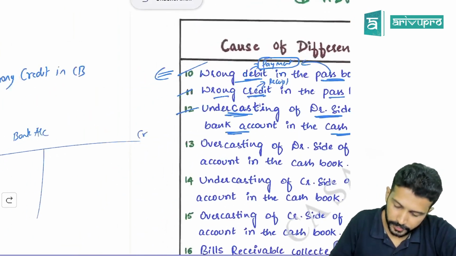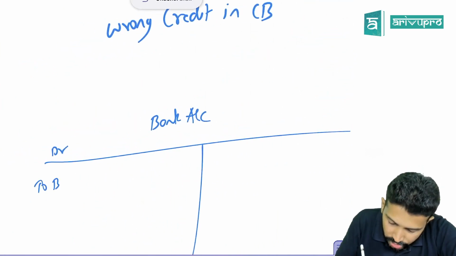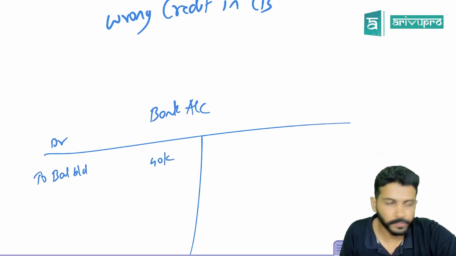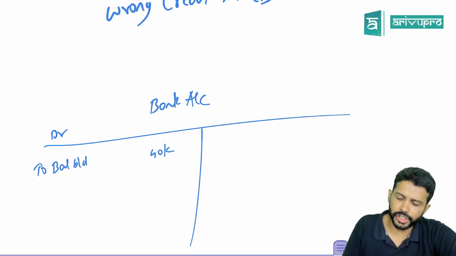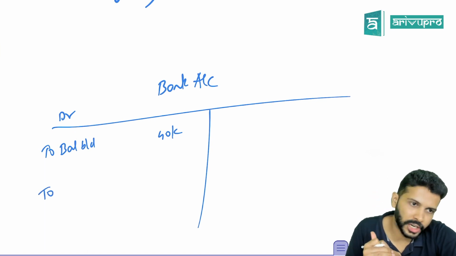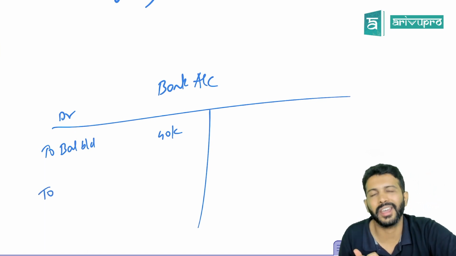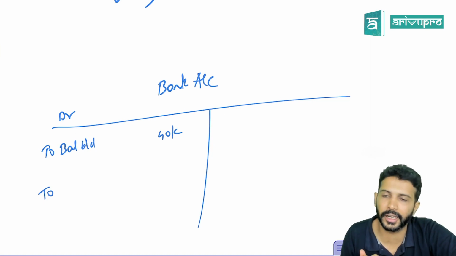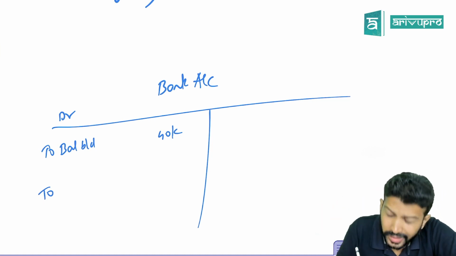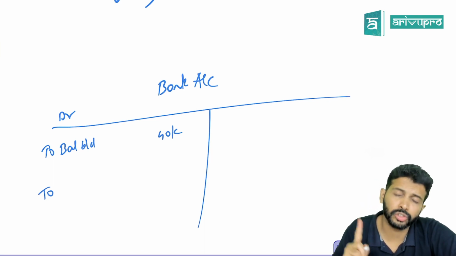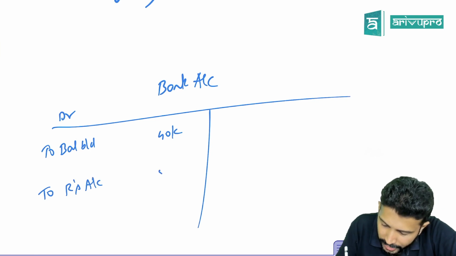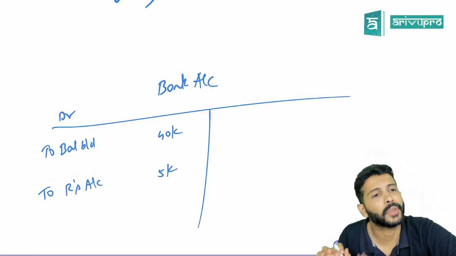They're saying which side? Debit side. All right. Let's say opening balance of that bank account is, let's say, 40,000 rupees. Assumption. You have received a check from Mr. R for, let's say, 5,000 rupees. What is the journal entry? The journal entry is bank account debit to R's account. So when you post this entry, you'll write it as here to R's account, 5,000 rupees. Are we fine?